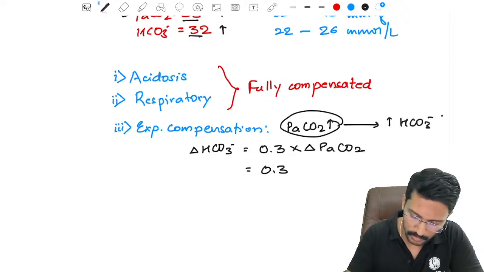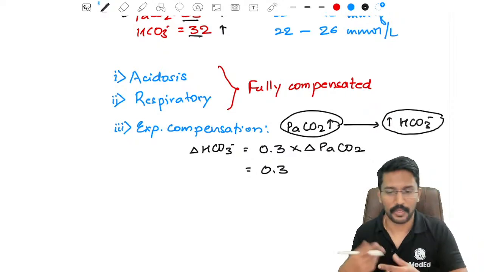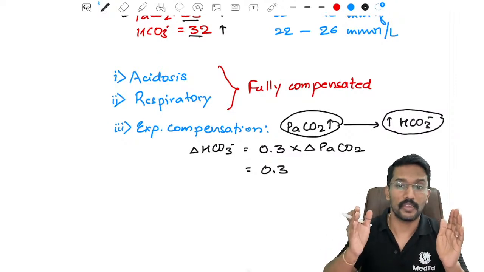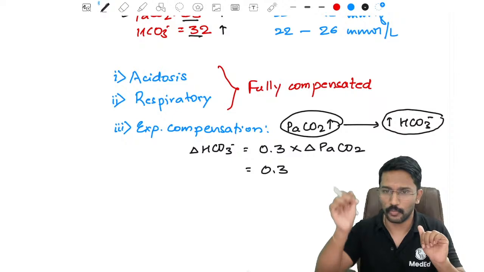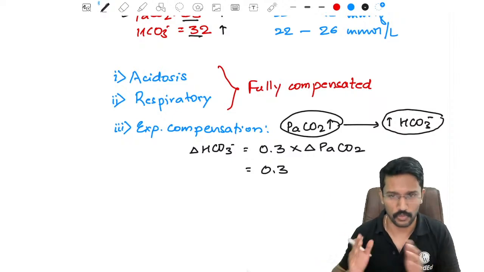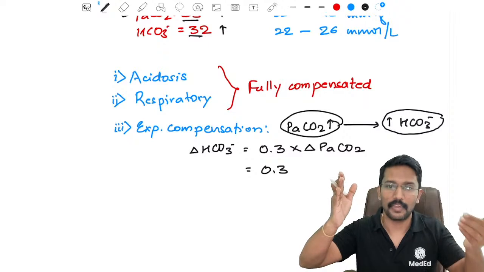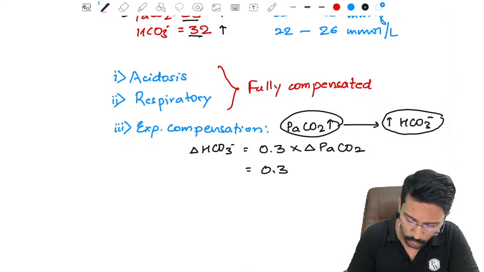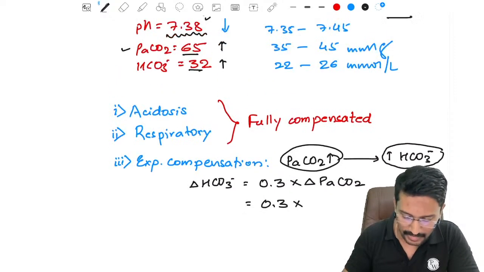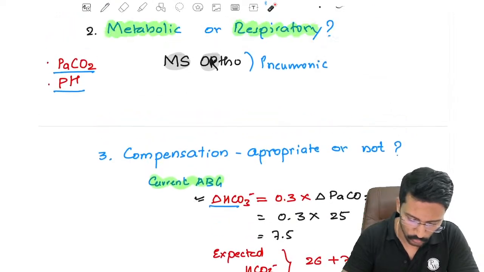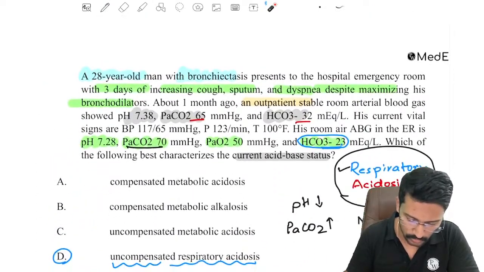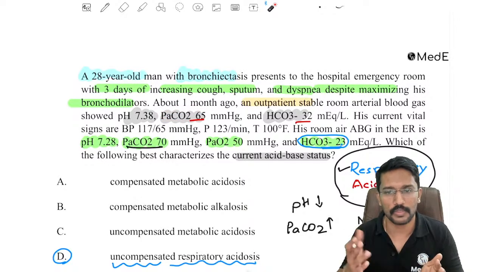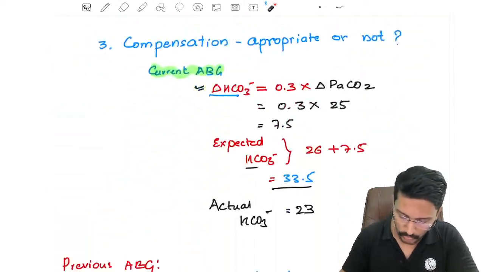Okay, so always remember this, bicarbonate and PaCO2 when they are trying to compensate for each other, they follow the same direction. अगर PaCO2 increase हो रहा है तो bicarb has to increase to compensate. अगर PaCO2 decrease हो रहा है तो bicarbonate has to decrease to compensate, and vice versa is true. So अगर हम formula apply करेंगे तो 0.3 into delta PaCO2, where delta PaCO2 is the difference between normal PaCO2 and the patient's current PaCO2. So the current PaCO2 in the original 1 month old ABG is 65, normal upper cutoff is 45. 45 to 65 is 20. So delta PaCO2 is 20.